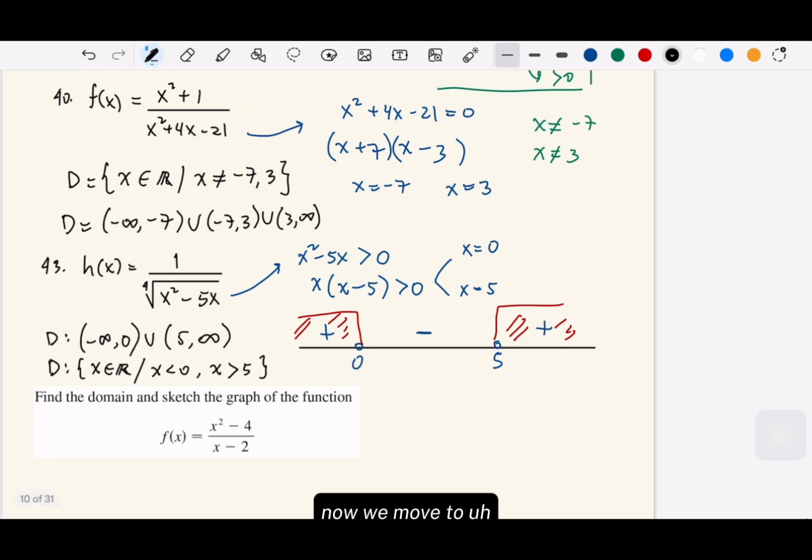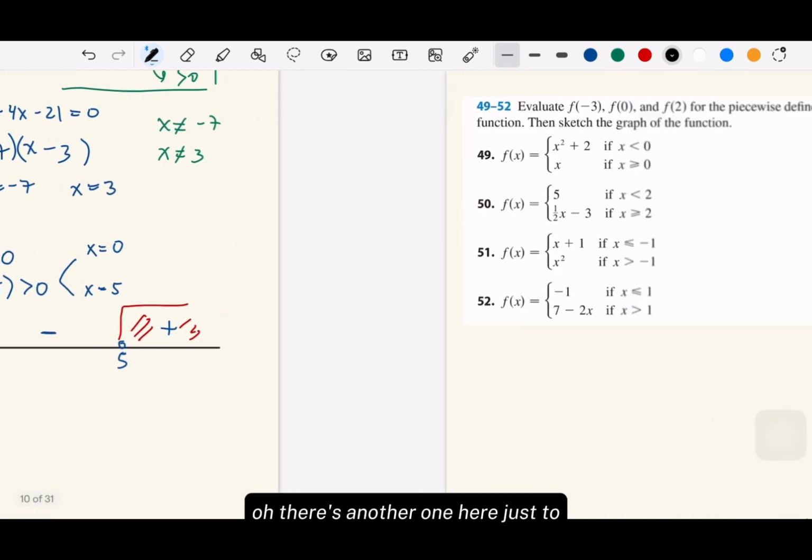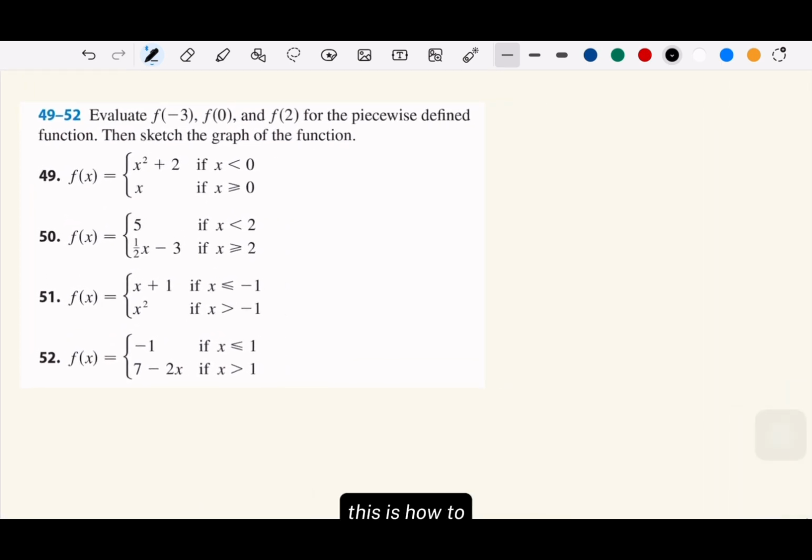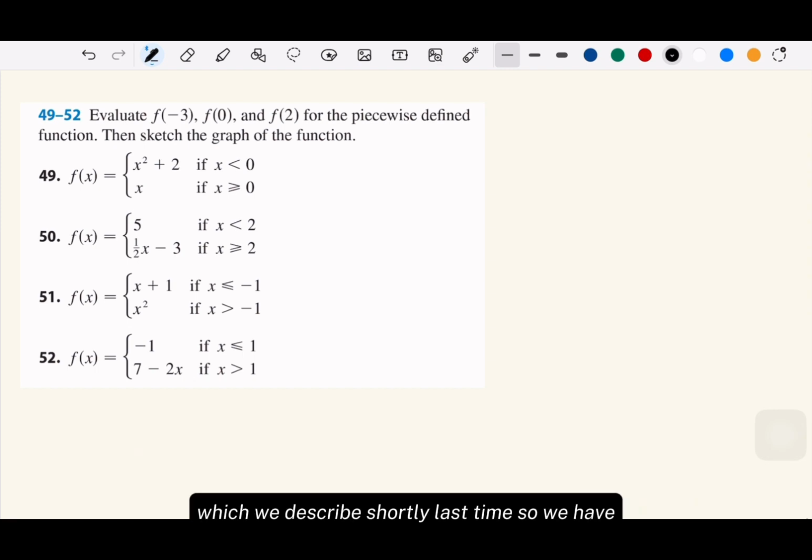Now we move to... oh, there's another one here. I will skip this one also. You can check this out. This is how to graph the piecewise defined function, which we described shortly last time. So every function is not always with one model. It can be with many models inside one function. And sometimes the function is not really continuous, so it will have some discontinuity in some intervals.